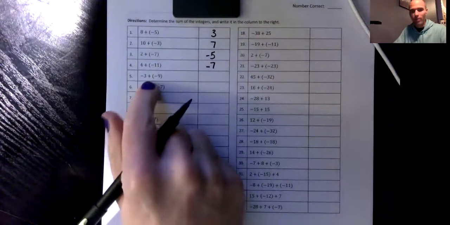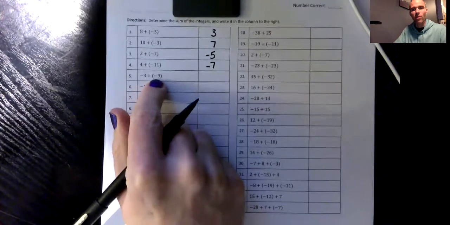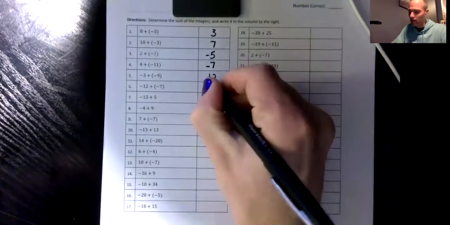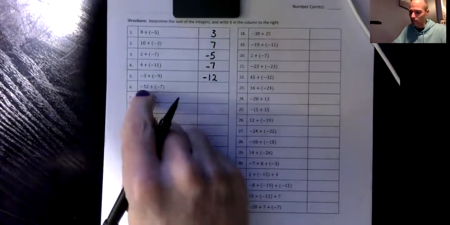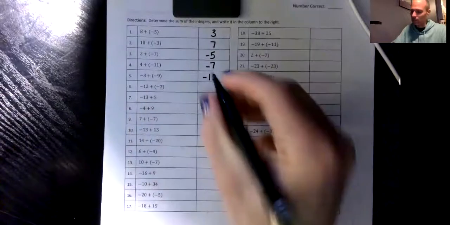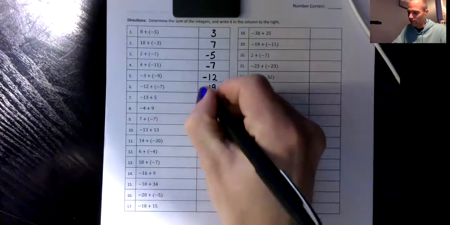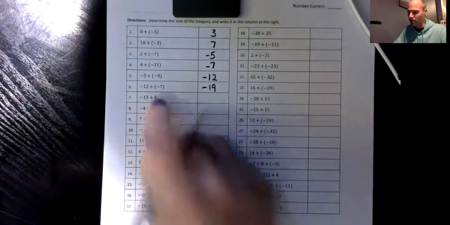Here's our first one that's a little bit different. We've got a negative number plus a negative number. And so we can just add these up as if they're positive. 3 plus 9 is 12, but then toss a negative symbol on there. Same thing with the next one, negative 12 plus negative 7. Let's just add those up and make 19, but it's going to be negative 19. Okay, I'll just start going a little bit faster now.